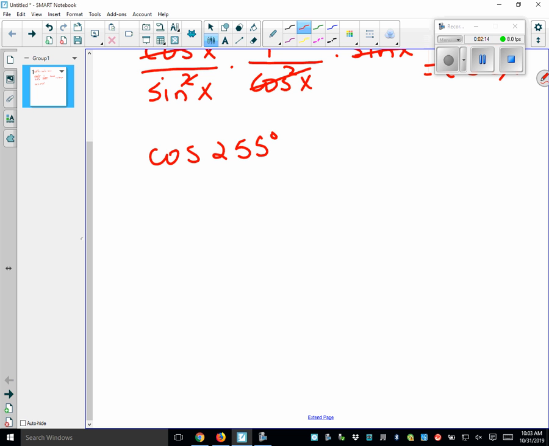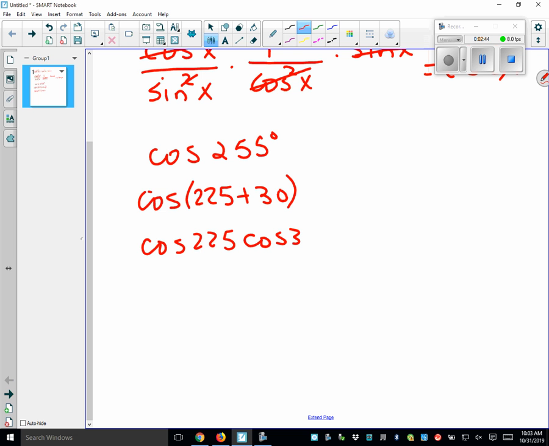First of all, it ends in 5, so one of them has to be 45, or 135, or 225 and 30. Does that sound okay? Cosine of 225 plus 30 is cosine of 225 cosine of 30 minus sine of 225 sine of 30. Why did we have 30? Because 225 plus 30 is 255.